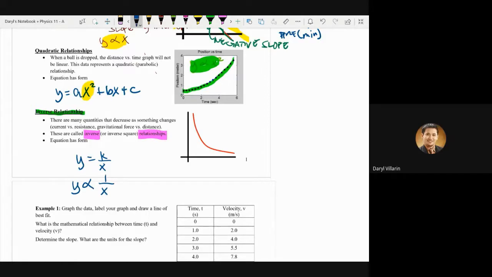Same thing as before. 1 over x is just the same thing as taking the reciprocal of x. So if I graph that, using the value of x but taking the reciprocal, I should get a straight line.